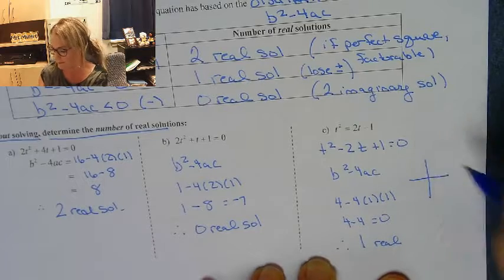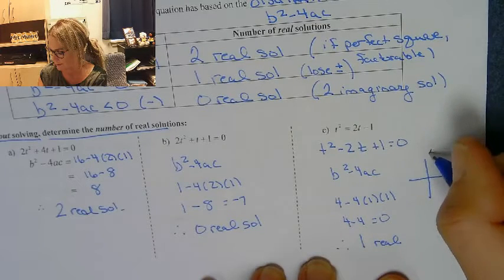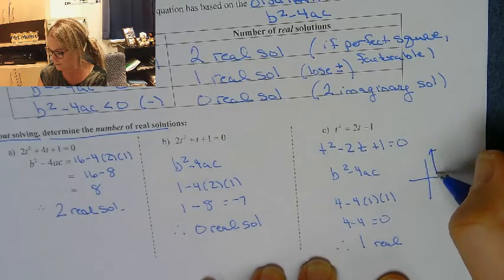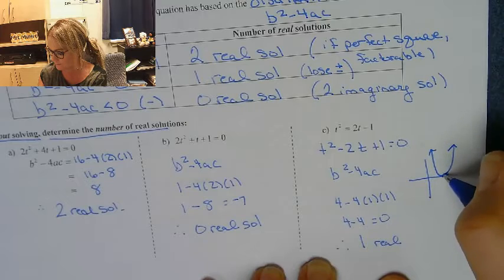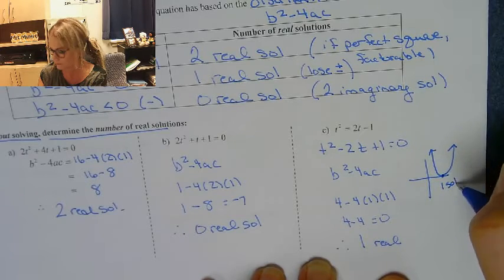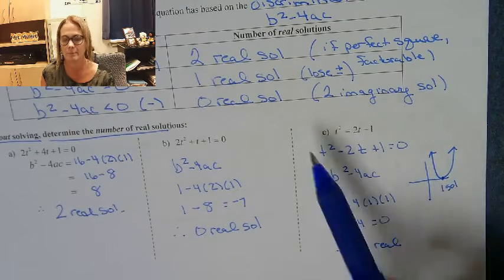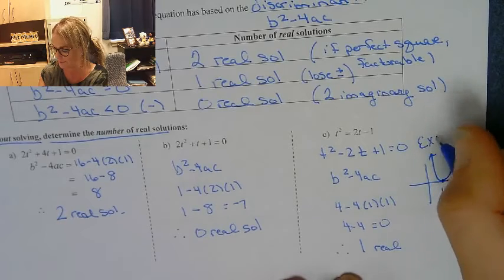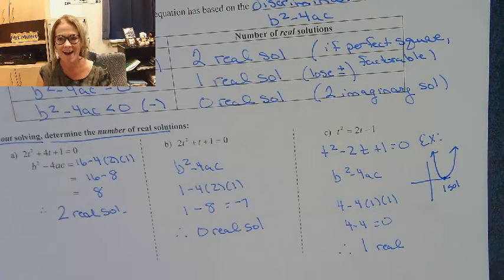So it would basically be plus or minus 0. And just so you have a visual on this, this could be some situation where it just touches down like that. And that's just your one solution. I'm not saying that this is this parabola here. This is just an example so you can understand what that means. All right, so that's the first 2 pages of 3.3.